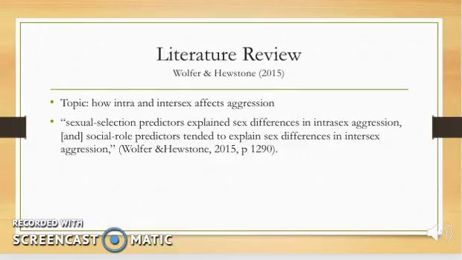In their study, they found that the sex difference in intersex aggression was mostly based on the proportionally high number of ethnic minority students. But they also found that sexual selection predictors explain the sex differences in intrasex aggression. But in intersex aggression, the social role predictors explain that sex difference.